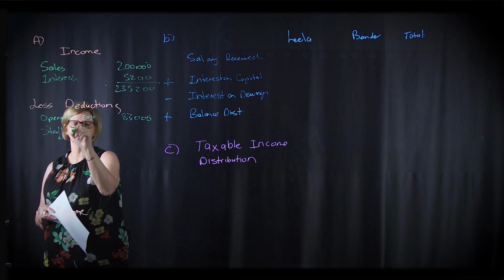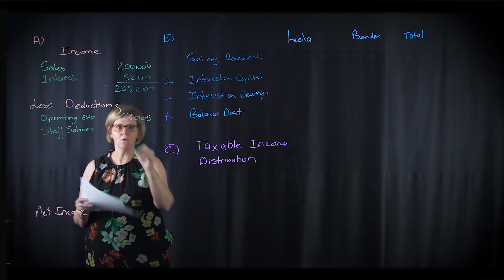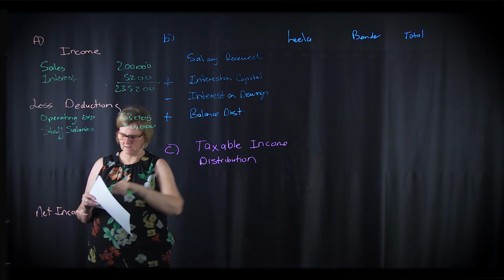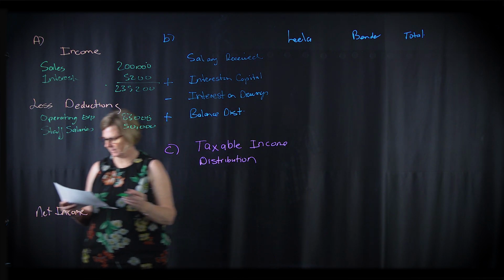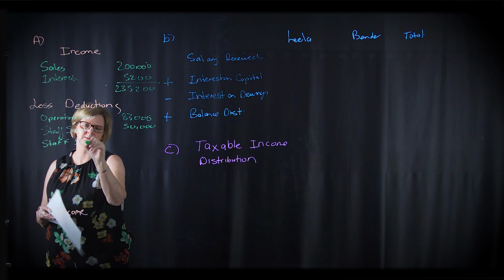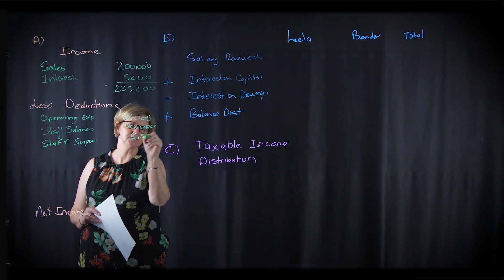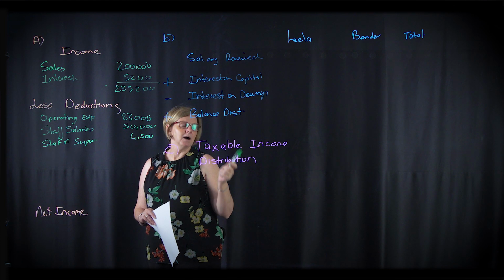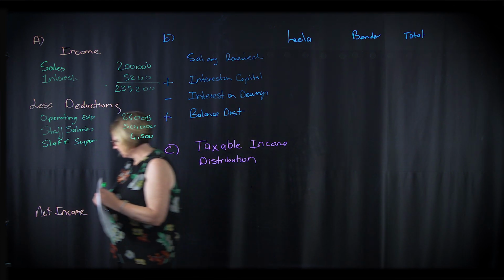We have staff salaries. Now, this is the salaries you pay to your employees. So your employees' wages are always deductible. Any wages paid to Leela and Bender are not deductible. They are part of a distribution pattern. We also had staff superannuation. And staff super is also deductible, but super paid by the partnership for the partners is not. It forms part of working out their taxable income.